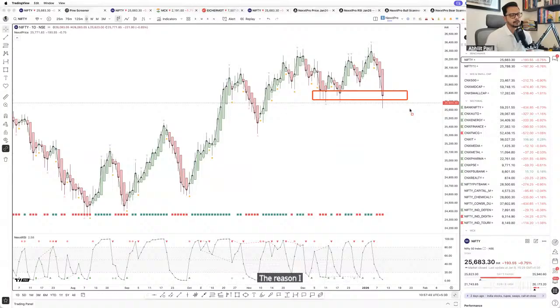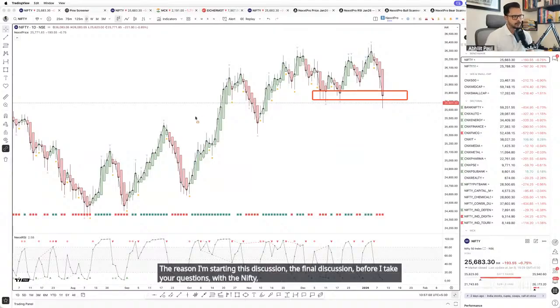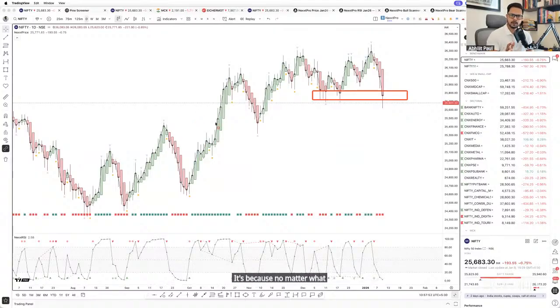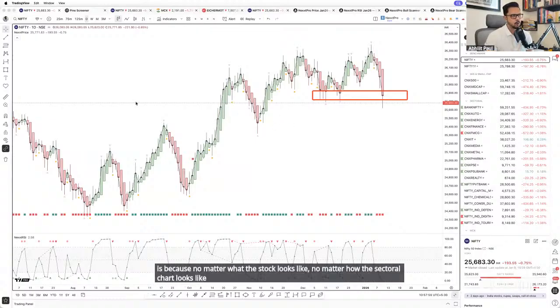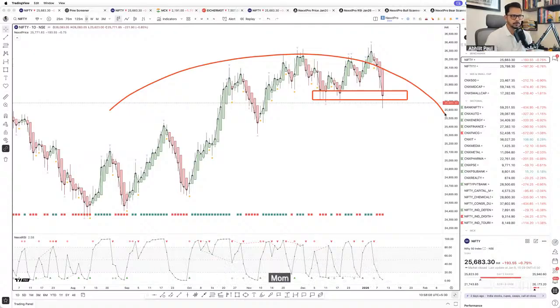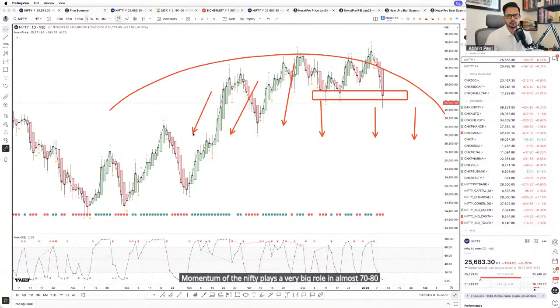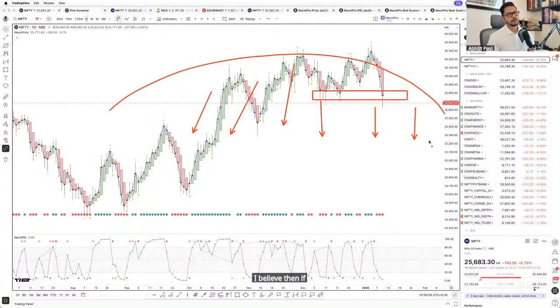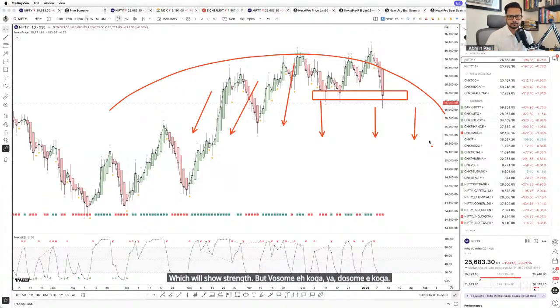The reason I'm starting this final discussion, before I take your questions, with the Nifty is because no matter what the stock looks like, no matter how the sectoral chart looks, the overall mood of the Nifty, the sentiment, trend and momentum of the Nifty, plays a very big role in almost 70-80% of the sectors and stocks. If the Nifty falls, of course, there are stocks and sectors which will go opposite and show strength. But that will be one in 100 or one in 200. So the overall rise or fall of the Nifty is extremely important.